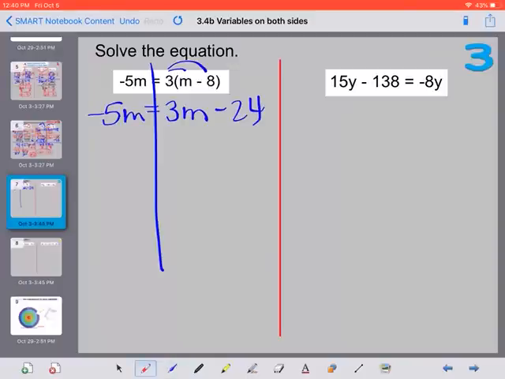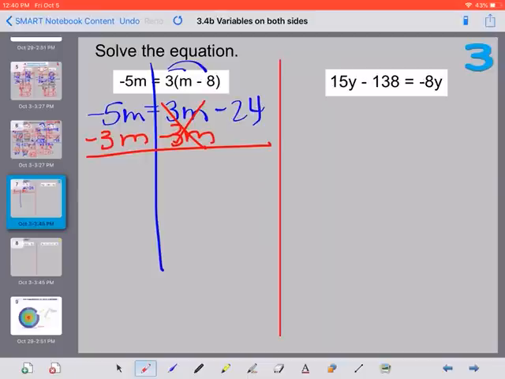So no, this one, it really doesn't matter which set of m's you move, the negative 5 or the 3. To make it one less step, I would move the 3, but if I want to keep everything positive, I would move the 5. So it's up to you. I'm going to move the 3m, subtract 3m. If you want to add the 5, solve it your way, and we'll get the same answer.